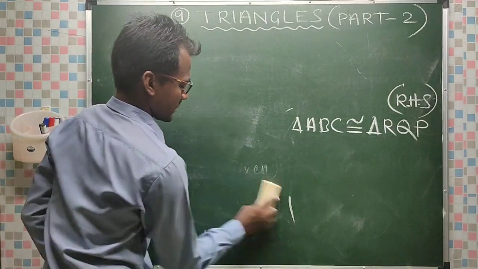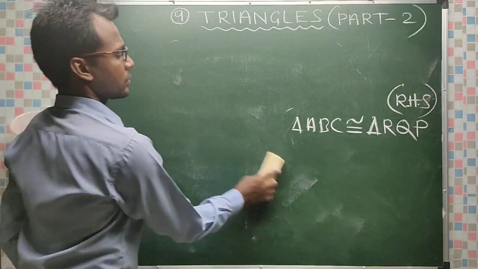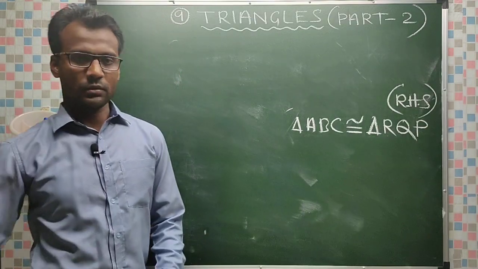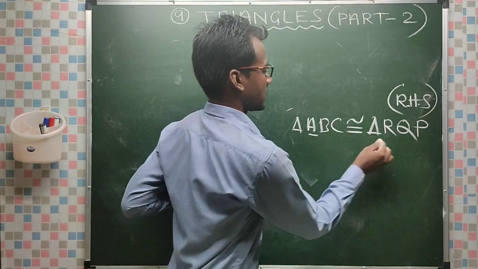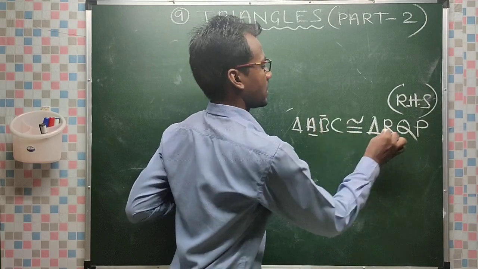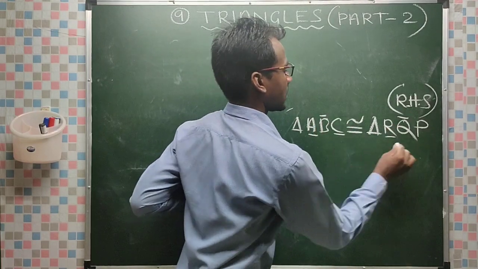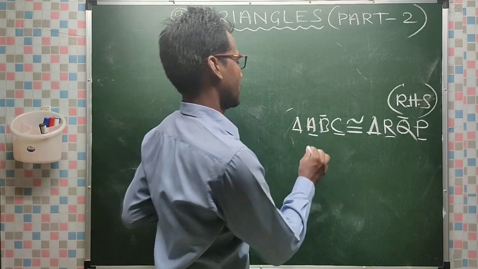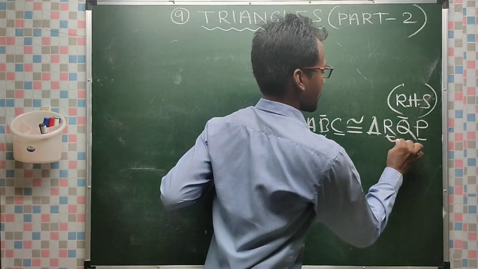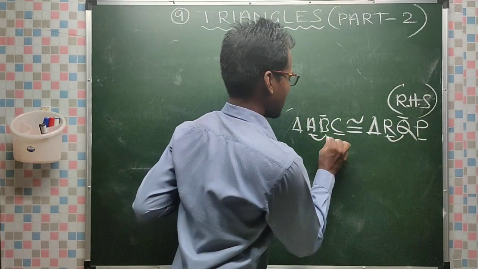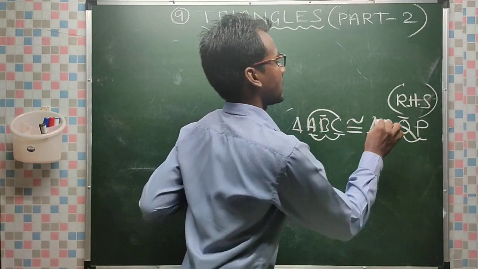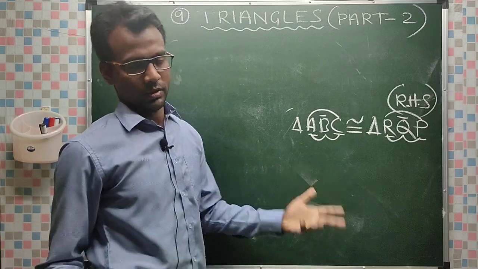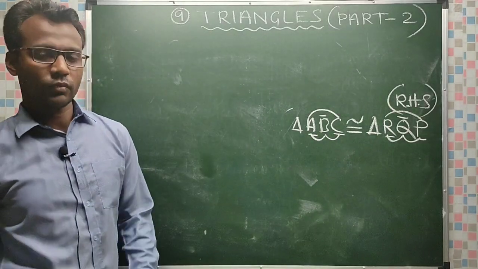Now once you get the order, you get everything. You don't need even this. You don't need the diagram. You don't need the writings. You will get everything from here. Angle A is equal to angle R. Angle B is equal to angle Q. Angle C is equal to angle P. Okay. AB is equal to RQ. BC is equal to QP. AC is equal to RP. Okay, so these are the 5 postulates.